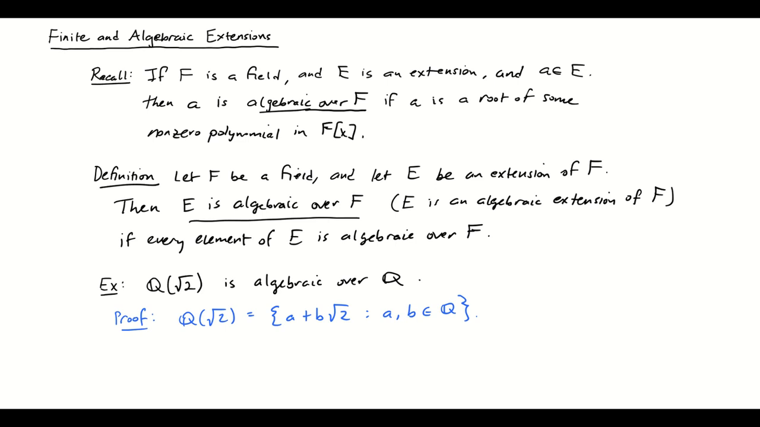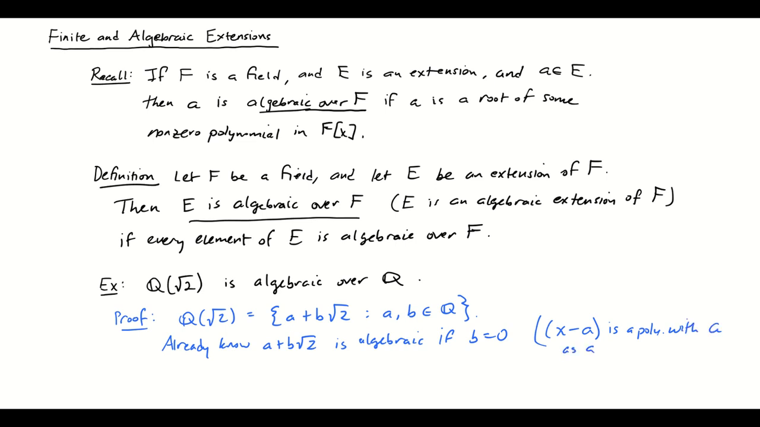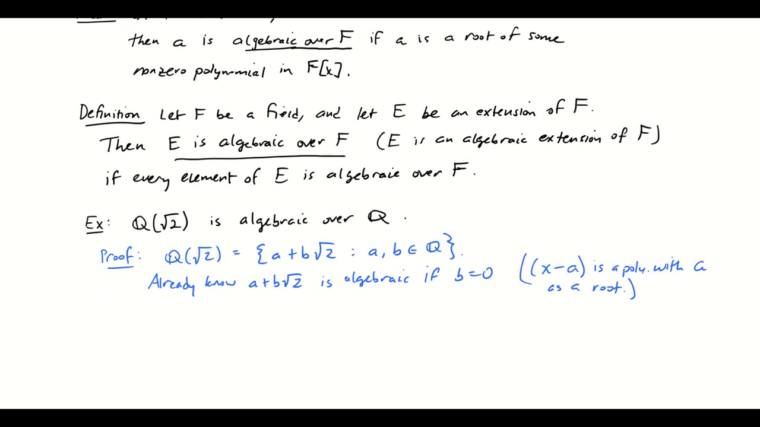One way that we could do that is we could say, well, we already know that the rationals are algebraic over Q. So we already know a plus b root 2 is algebraic if b is equal to 0. That is, if I'm dealing with just a pure rational number, because then I could just say, well, x minus a, that's a polynomial with a as a root. Done and done. Okay, but what if b is not equal to 0?